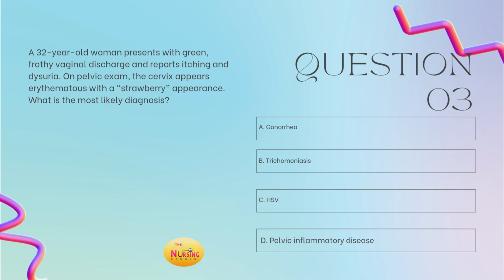All right, and stem of the question here, what is the most likely diagnosis? So again, if they're looking for a diagnosis, we got to run it back and look at those assessment findings. So we have a 32-year-old woman. She presents with a green, frothy vaginal discharge and reports itching and dysuria. On exam, the cervix appears erythematous with a strawberry appearance. The strawberry appearance is the key. Strawberry cervix is classic for trichomonas. So your best answer is B.